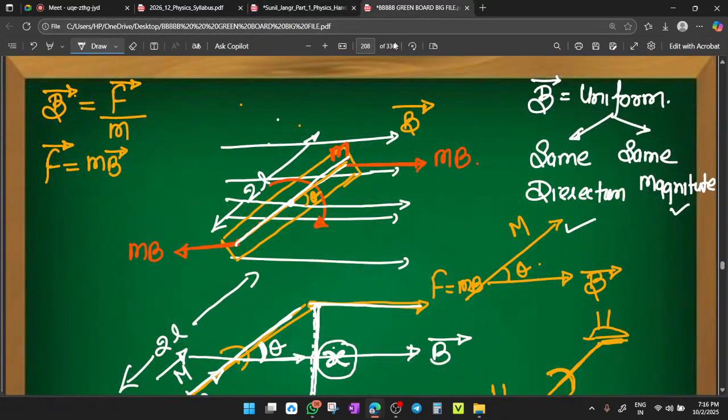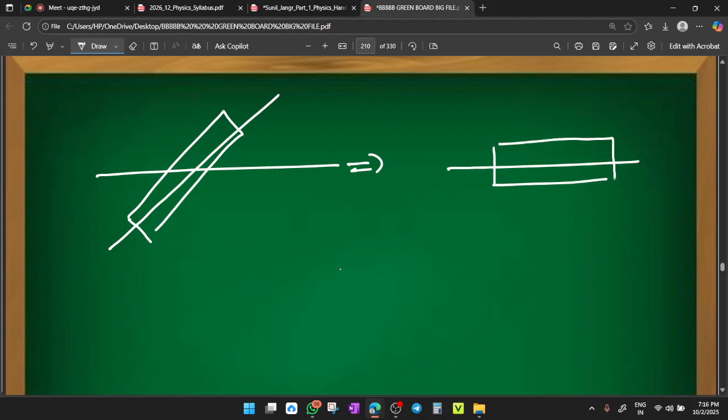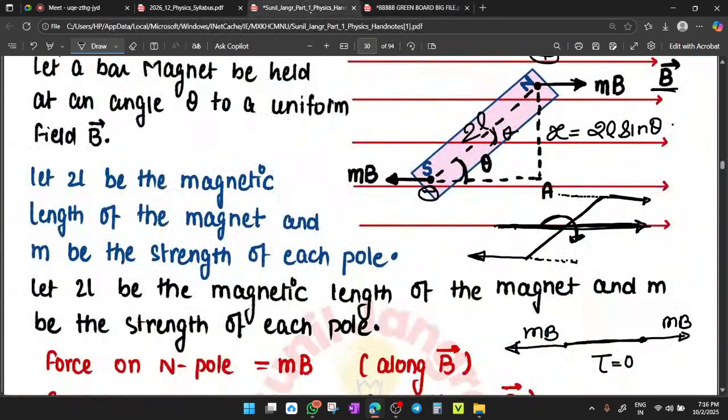Okay, see here, when the dipole tries to rotate this magnet in the direction of the magnetic field, and once the magnet comes in the direction of the magnetic field, the magnetic field and magnetic moment get aligned, and theta equals 0 degrees, then the amount of torque equals 0. This situation is called stable equilibrium. What is it called? Stable equilibrium, yes.